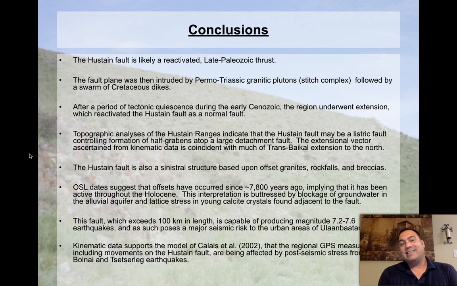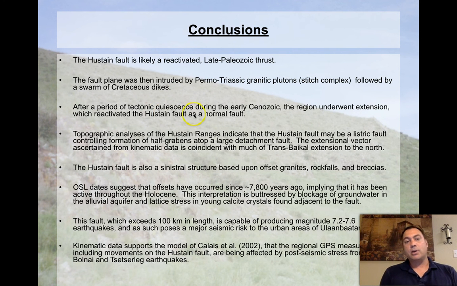But the Hustain fault is likely a reactivated late Paleozoic thrust that was separating the Mandel series rocks, which are probably accretionary wedge deposits, from the Devonian to Carboniferous aged basin fill rocks that came in later on. The fault plane was probably then intruded by Permo-Triassic granitic plutons, called the Stitch Complex, followed by a swarm of Cretaceous dikes. So a lot of igneous stuff happening during the Mesozoic.